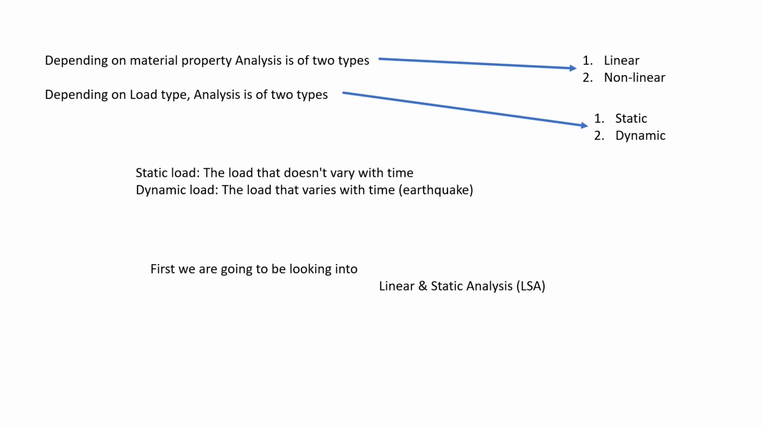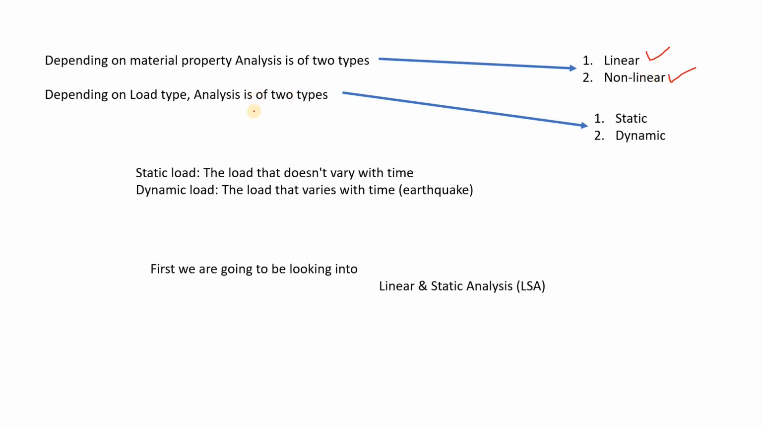Depending on the material property, analysis is of two types, linear and non-linear. As long as the material stays within the elastic limit, within the elastic range, linear analysis is carried out, and if the material does not stay within the elastic limit, then non-linear analysis is carried out.